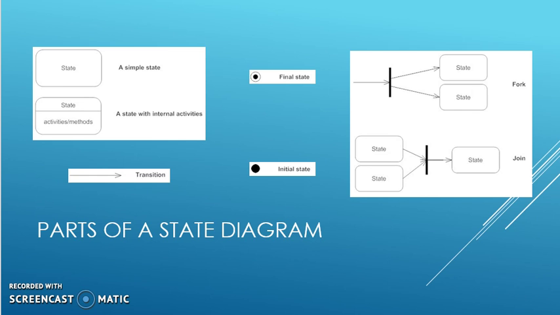In the middle, we have a final state and initial state. The initial state is where you would begin your state diagram, and the final state would be where it would end. Finally, we have an example of a fork and a join. In the fork, the transition splits into two alternate states, whereas in the join, we have two alternate states that will join and progress into one.